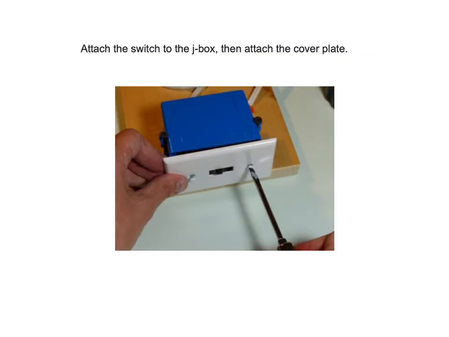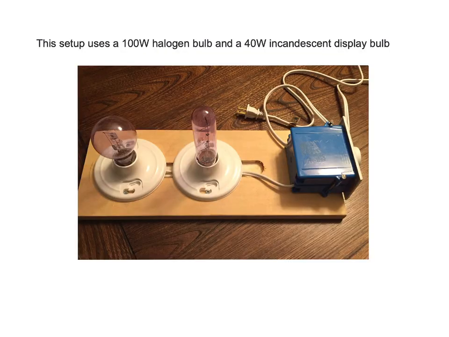Attach the switch to the junction box, then attach the cover plate to the switch. The stem of the dimmer switch pokes through the slot on the cover plate so you can attach the knob later. The optimal bulb combination for this apparatus would be a 100-watt clear round incandescent bulb and a 40-watt tubular incandescent display bulb.